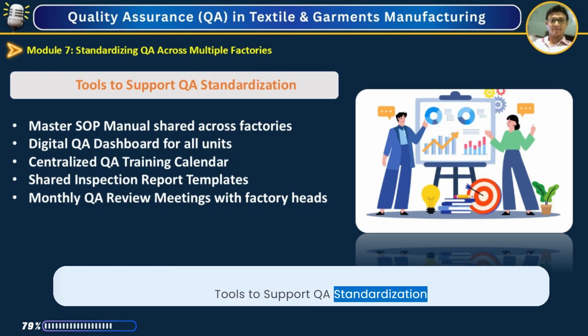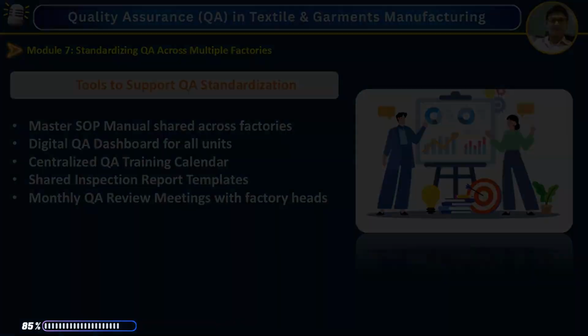Tools to support QA standardization. Master SOP manual shared across factories. Digital QA dashboard for all units. Centralized QA training calendar. Shared inspection report templates. Monthly QA review meetings with factory heads.